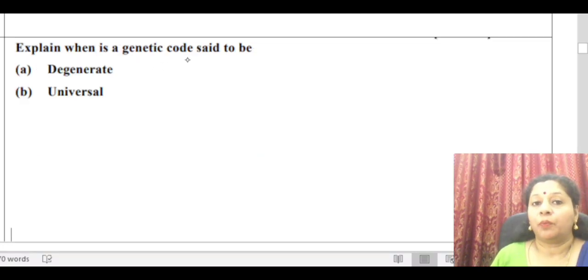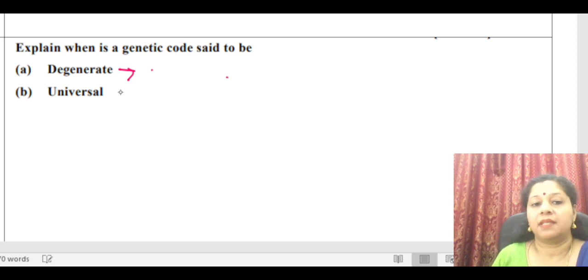The other two properties are given. Genetic code is degenerate, as I told, one amino acid by many codons. Universal means what? The codons code for the same amino acids irrespective of the organism, whether it is a prokaryote or eukaryote or higher organisms like human beings.